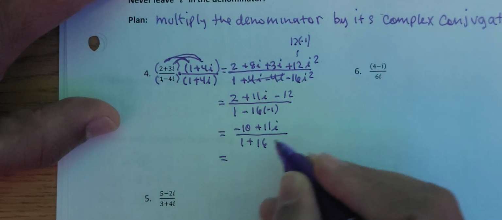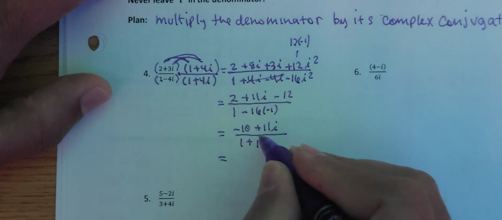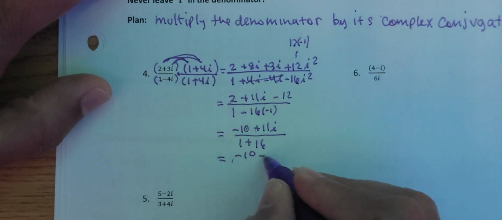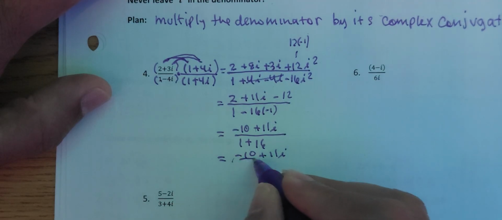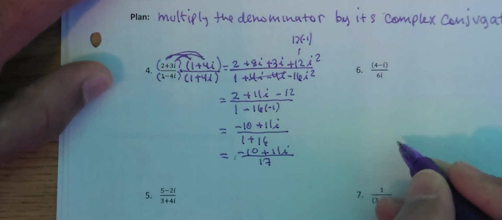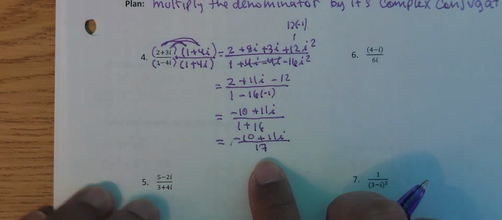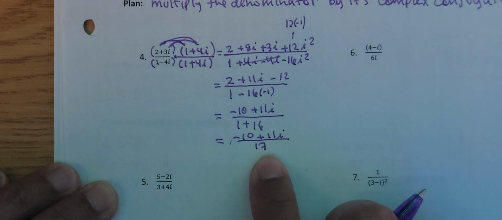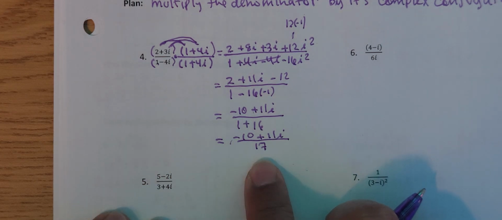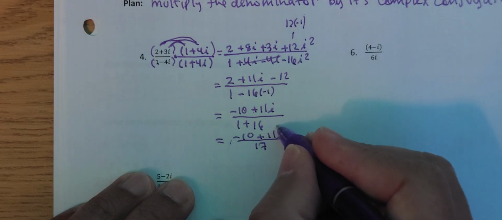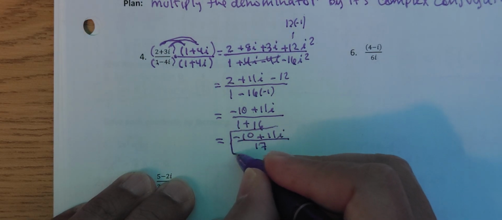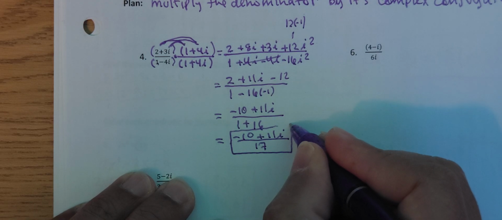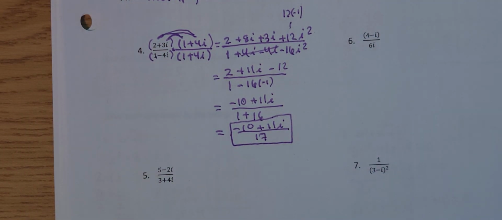So then this simplifies to negative 10 plus 11i over 17. Now, you always try to simplify as much as possible, but 10, 11, and 17 do not have any factors in common. So therefore, this is the simplest form for that answer. So notice there is no i in the denominator. Your final answer should have no i in the denominator.